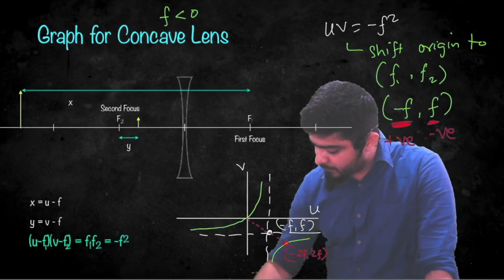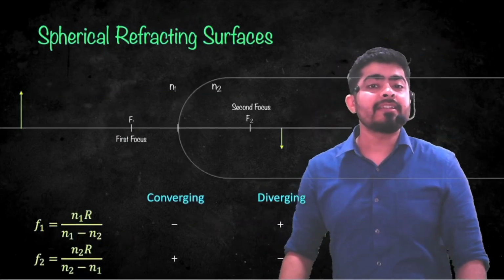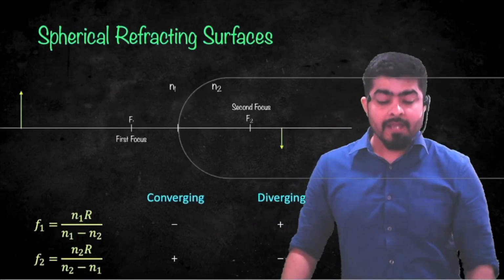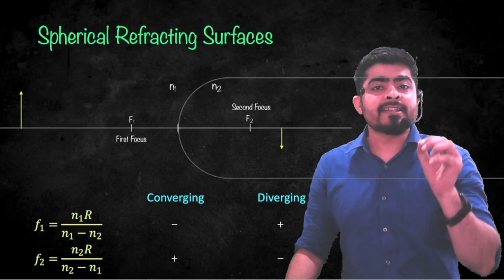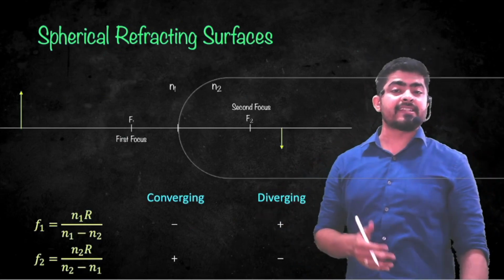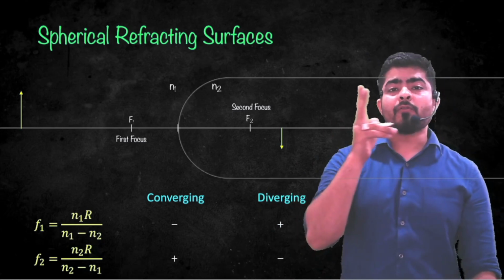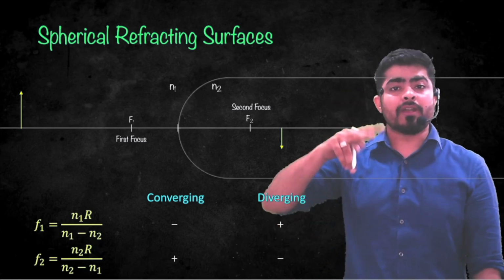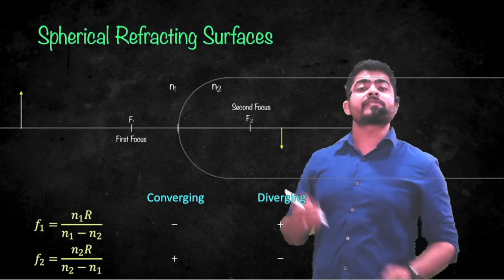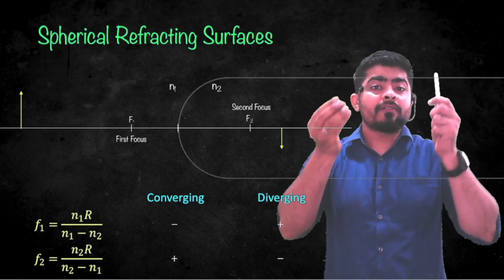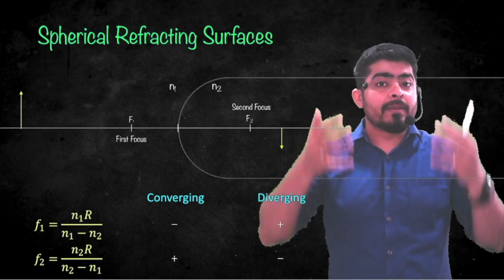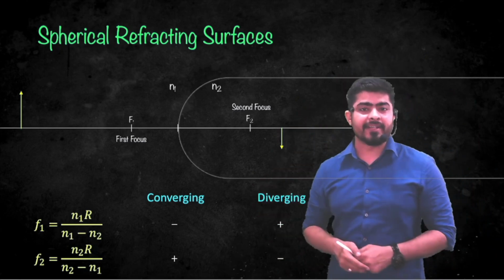Now comes the final part, that is spherical refracting surfaces. Now remember one thing, spherical refracting surfaces are just like lenses. There are two focus, first focus and the second focus. First focus is the position of object for image to be at infinity, and second focus is the position of image when object is at infinity.